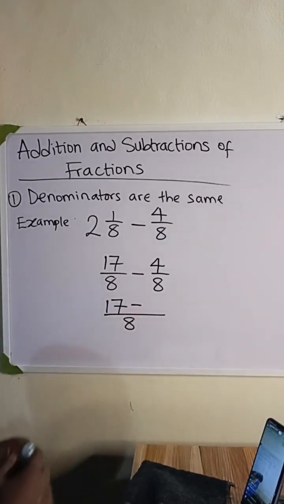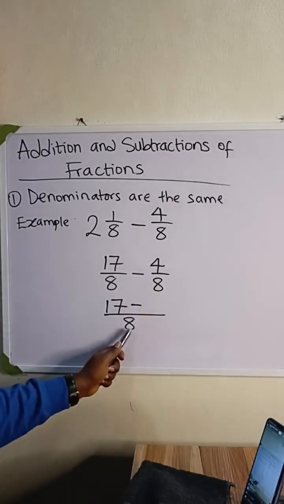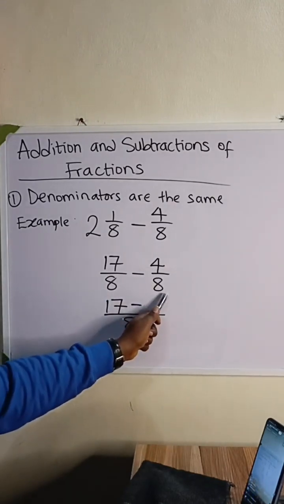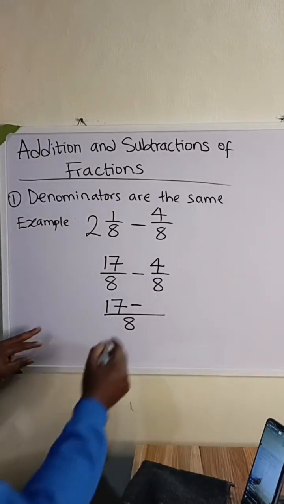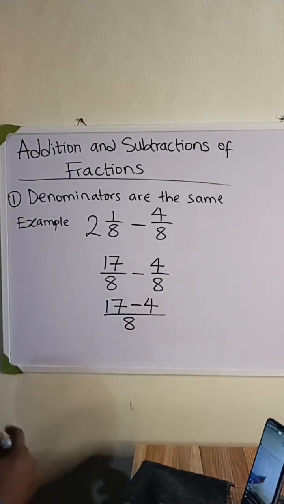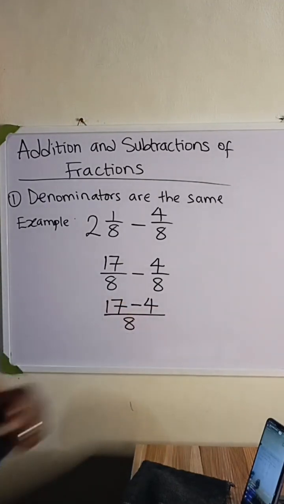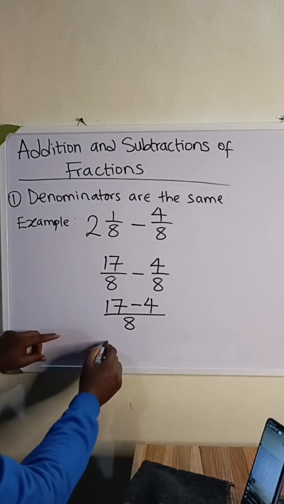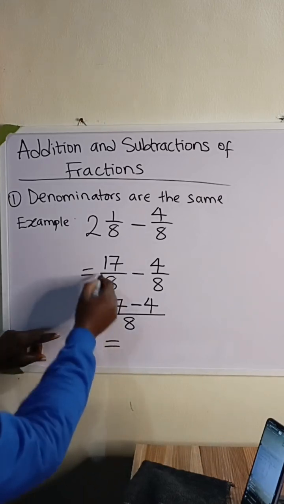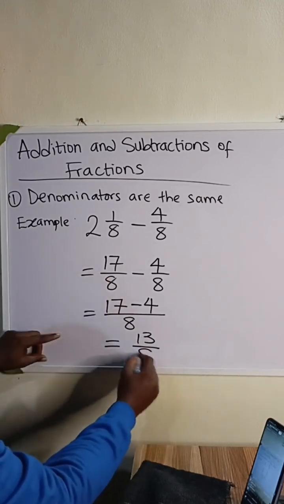Minus, we come over to the second fraction. 8 divided by 8 gives us 1. 1 multiplied by 4 gives us 4. So now we have 17 minus 4 all over 8. 17 minus 4 is going to give us 13. So we have 13 all over 8.